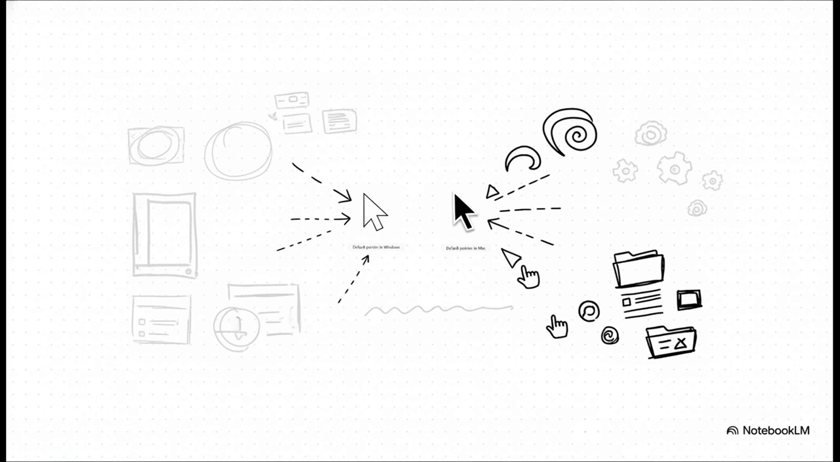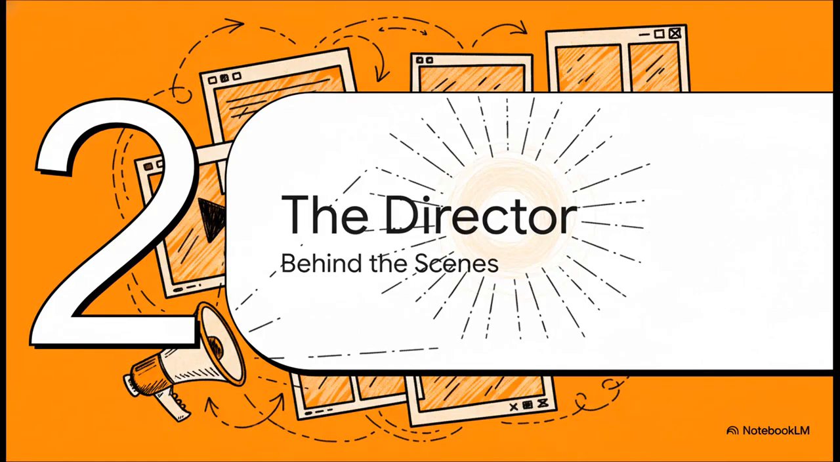And what's kind of cool is that even this tiny little arrow has its own design language. You can see the subtle differences here between the Windows and Mac pointers. Okay, so WIMP gives us our cast of characters: windows, icons, menus, and pointers. But who's the director making sure they all hit their marks and don't bump into each other? Well, that's the windowing system itself.